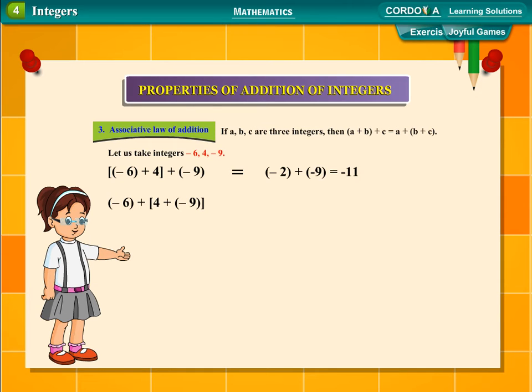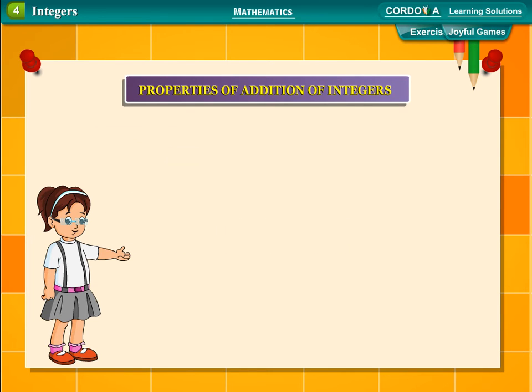Minus 6 plus 4 plus minus 9 is equal to minus 6 plus minus 5, which is equal to minus 11. Hence, minus 6 plus 4 plus minus 9 is equal to minus 6 plus 4 plus minus 9.